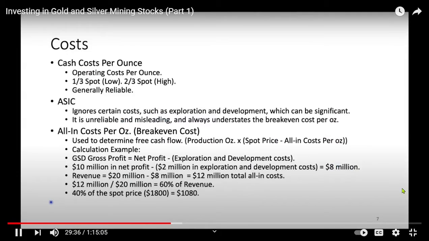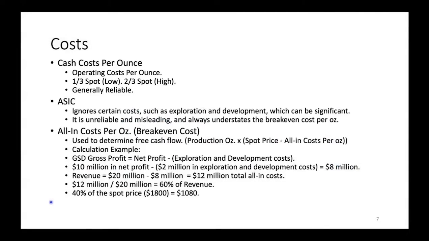Cost. So, cash cost per ounce. This is the operating cost, and the companies are going to tell you what their cash costs are, and it's going to be a fairly accurate number. And ideally, you want it to be 1/3 of the spot price. So if you're at $1,800 gold, you'd like to see 600.